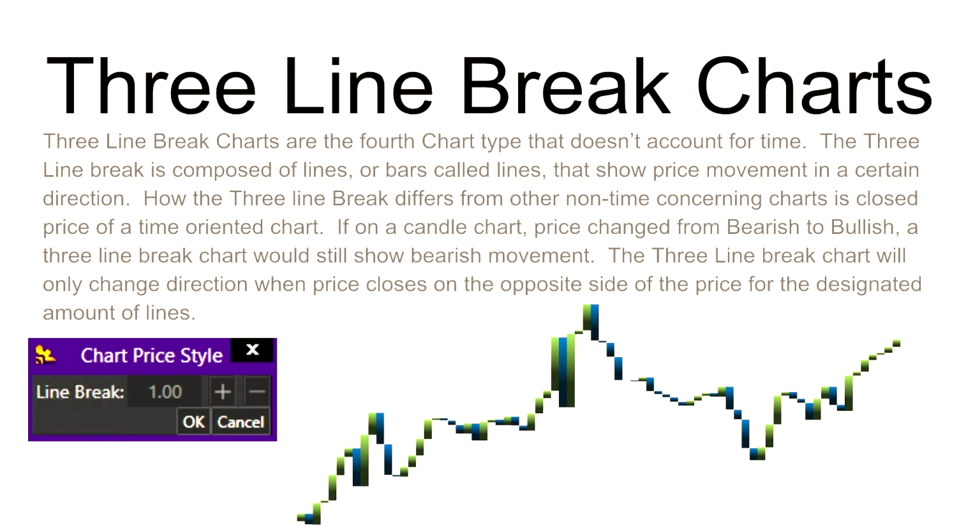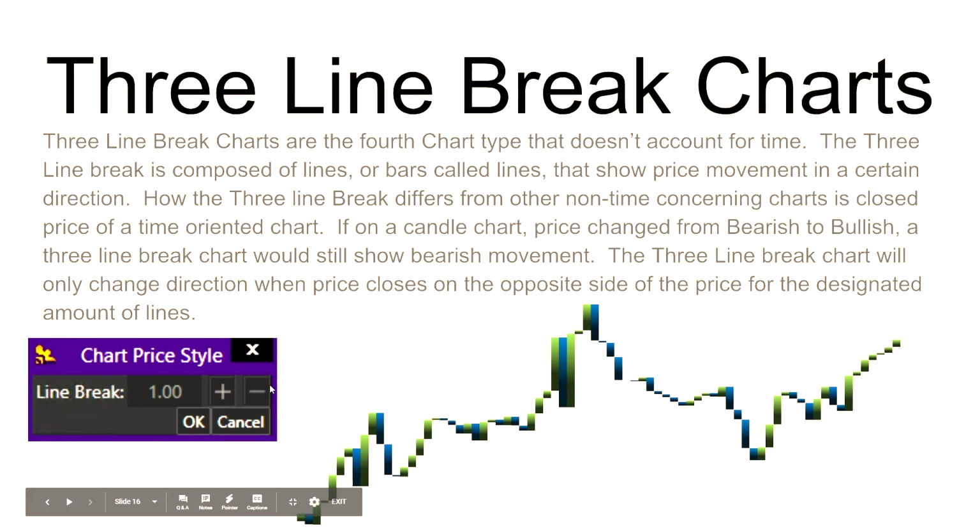The next type of non-time concerning chart which we'll look at is the 3-line break chart. How the 3-line break differs from other non-time concerning charts, however, is it uses a time concerning chart for its data. And so what that means and how that works is each of these bars is considered a line.